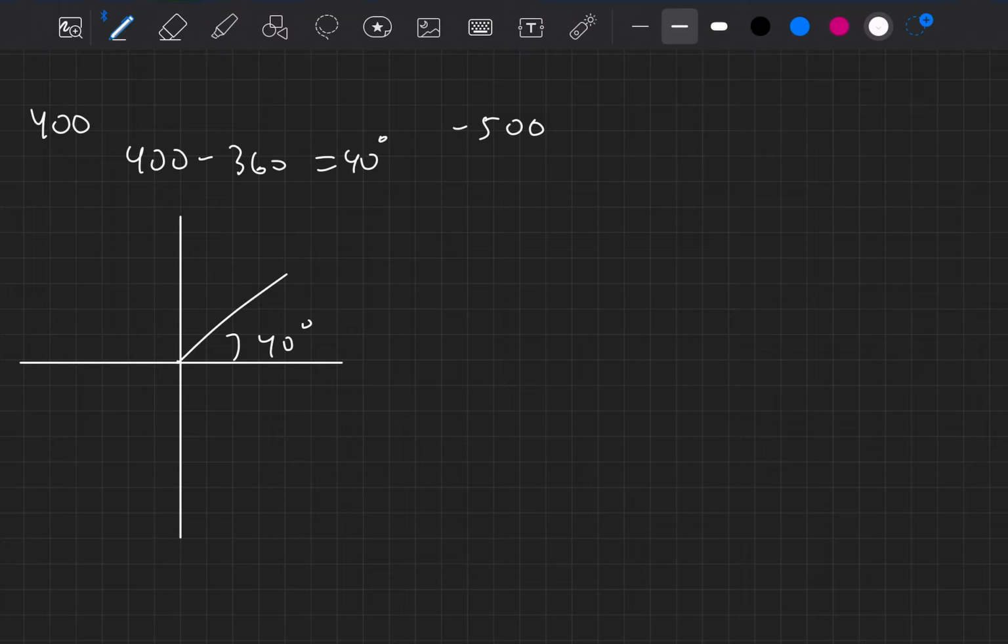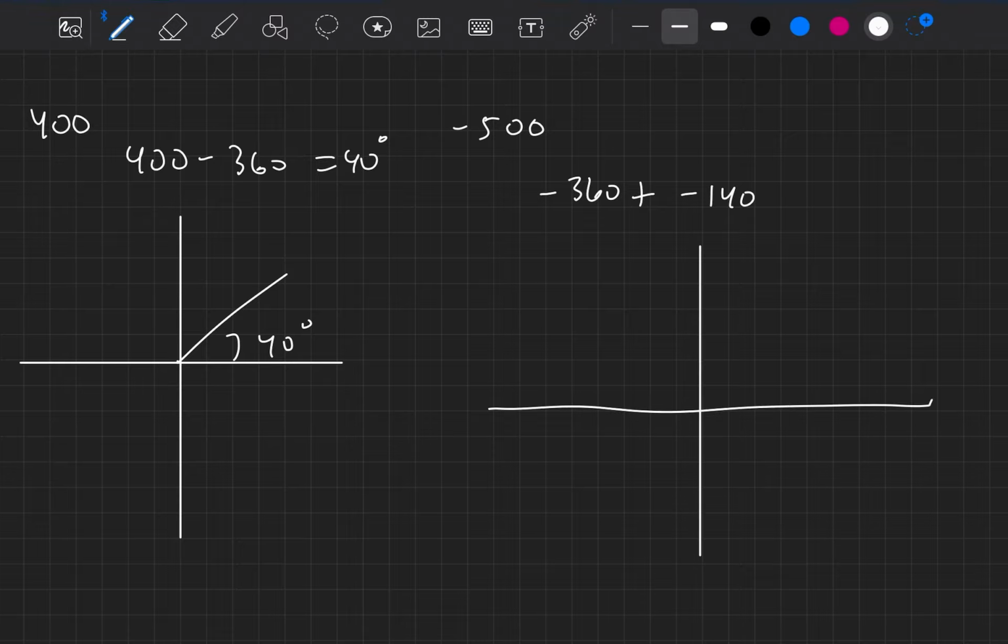And then negative 500 would be basically just saying negative 360 plus negative 140. So one full loop and then negative 140. So that's basically just going to be right here. And it's going to be a full loop around and then here. Okay, because it's over. Same with this one. It's going to be a loop around and then here.